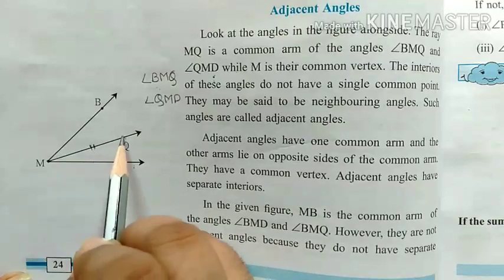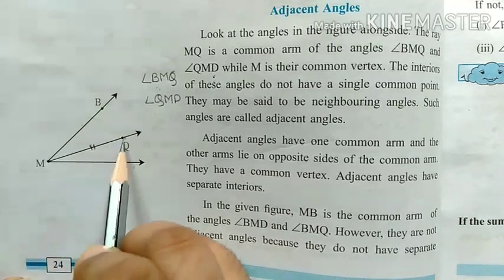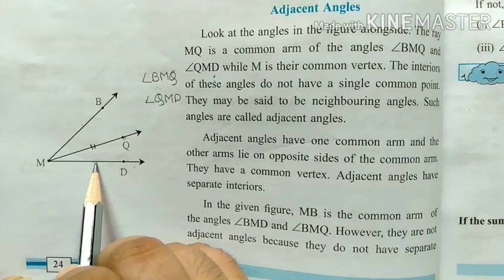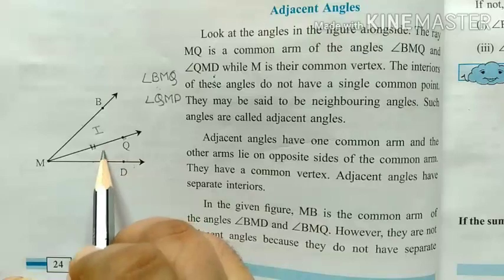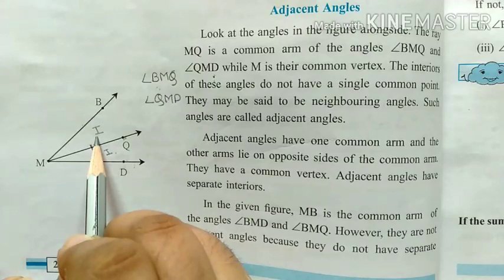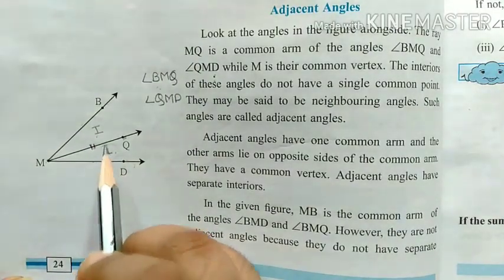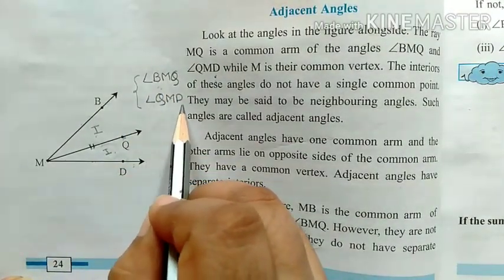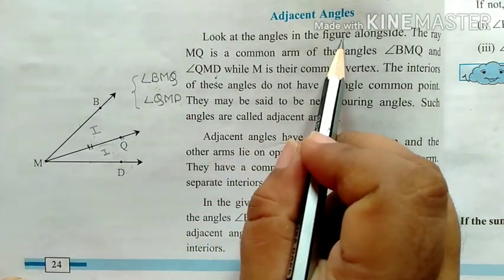For angle BMQ, this is the common arm and this is the opposite of that. For angle QMD, this is the common arm and this is the opposite of that. Next condition, interior parts are different. Whichever points are covered inside this angle and inside that angle, both are different. Then angle BMQ and angle QMD are called adjacent angles.